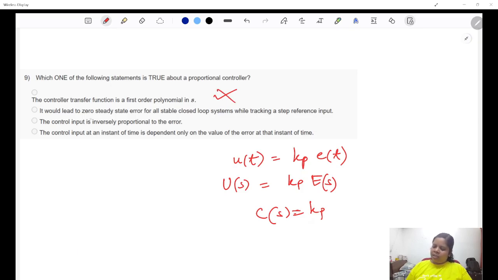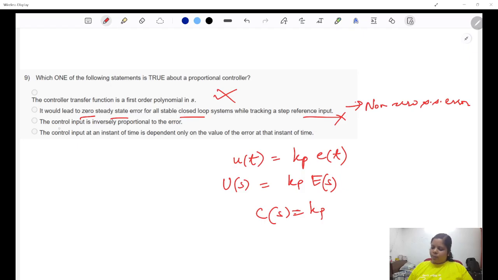It would lead to zero steady state error for all stable closed loop systems while tracking a step reference input. We already saw that it does not lead to zero steady state error. It happens with the I controller. It does not happen with the proportional controller. By increasing the value of Kp, what we can do is achieve the steady state value faster, but we cannot make the steady state error zero. So we will always have non-zero steady state error. So this is also a wrong option.